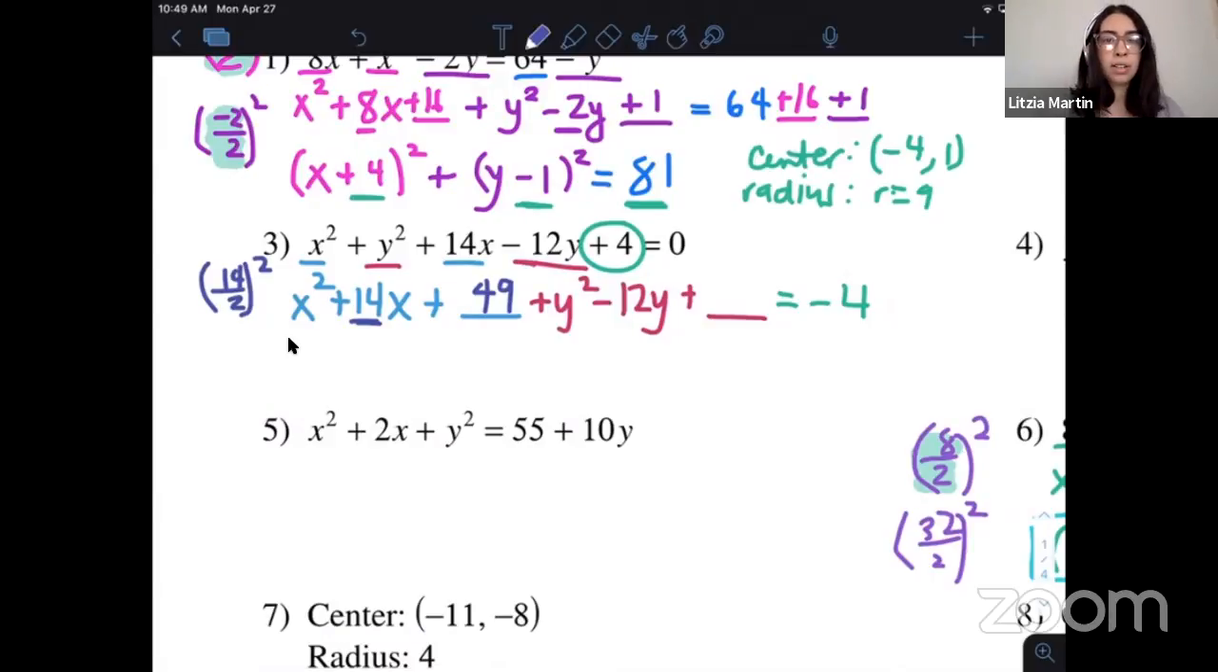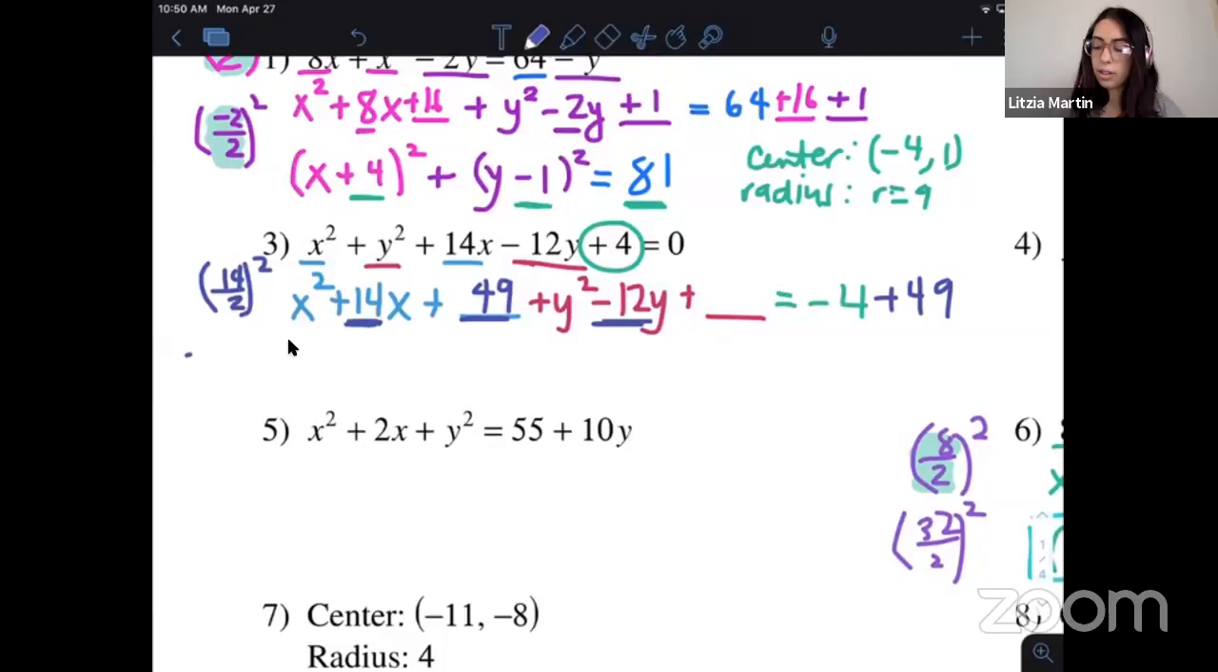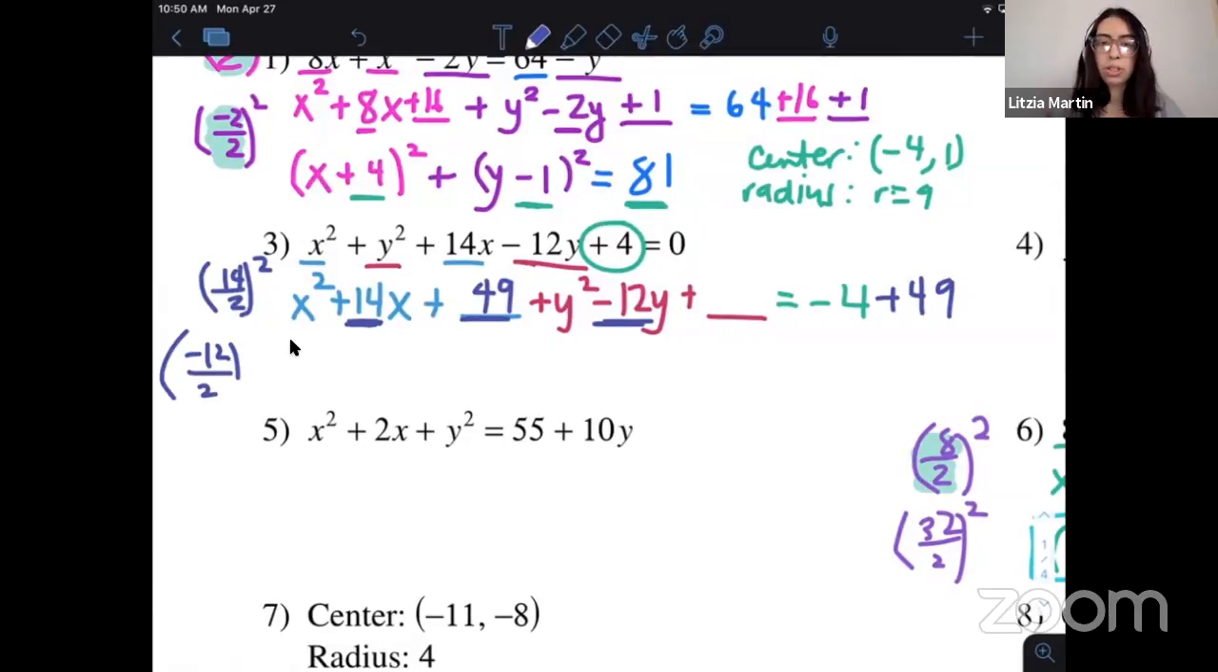Yeah, that's the pattern that gets us that perfect square. So you always take this number, divide it by 2, and then square it. So that'll give you this number. And then we also have to add it to the other side. And then we take the y, which in this case is negative 12, divide that by 2, and then square it. So that's going to be 36. Okay.